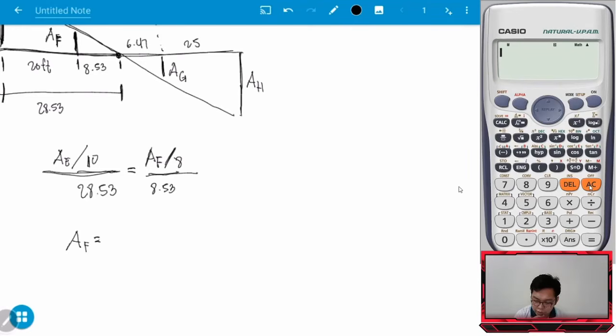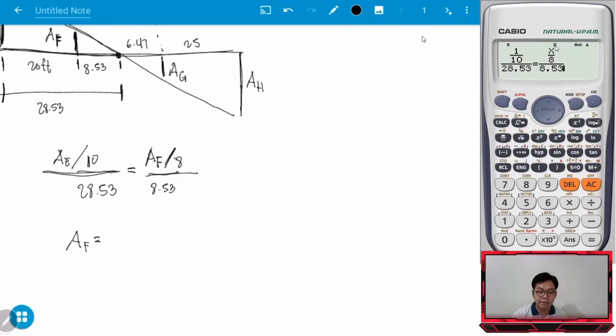Paano ba natin to gagawin? So, 1 over 10, over 28.53. And then, i-equate na lang natin para hindi kayo mahirapan. Equal to x, kasi yung AF yung hinahanap natin, over 8 times 8.53. Okay? So, check nyo ha. I hope okay tayo. We are actually solving for AF as a function of AE.